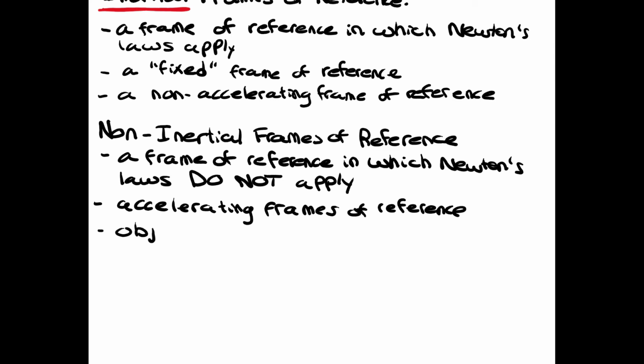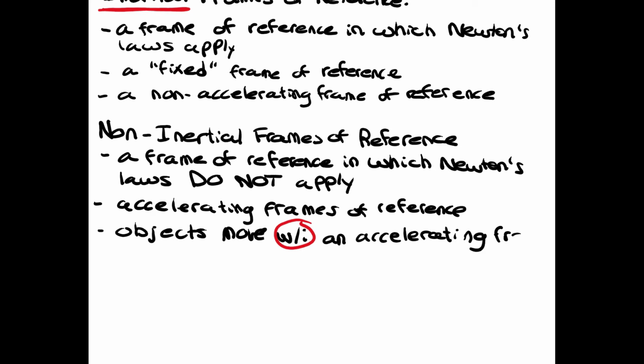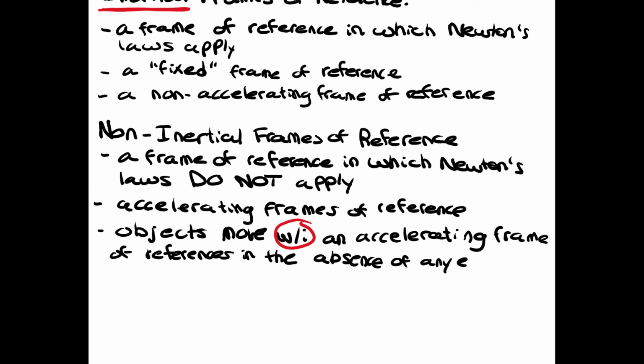So, objects move within, and I use that little short form, this means within, for those of you who don't know, within an accelerating frame of reference in the absence of any external force. We're going to go through some examples later to show what this looks like, but basically this external force that is absent is also sometimes referred to as the fictitious force.